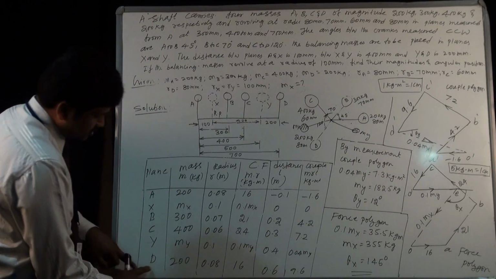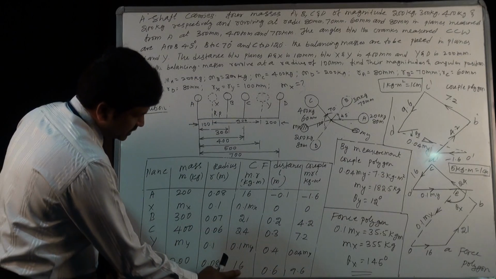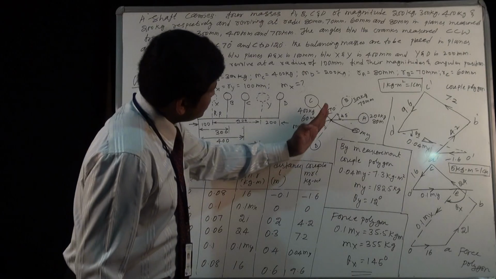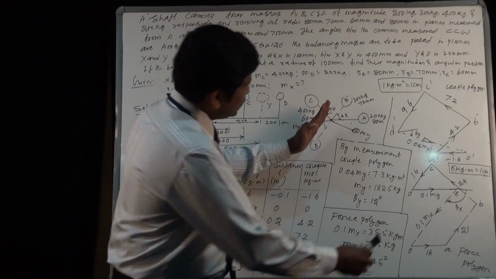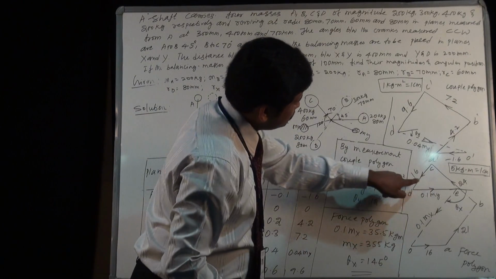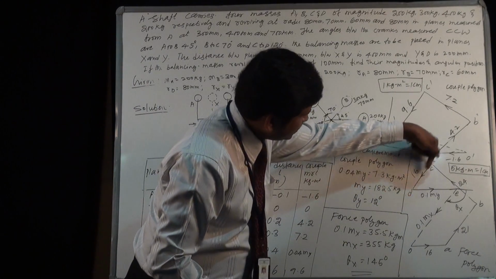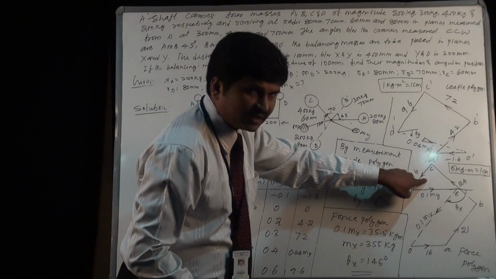16 is the centrifugal force of the mass D. Now mass D is in this direction. Now draw 24, not 24, 16. Draw 16 kg meter in this direction, that is in the direction of D.